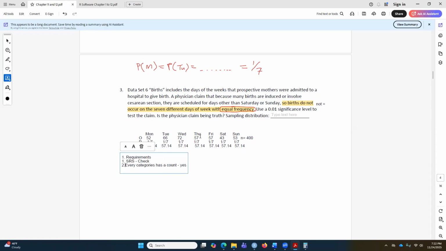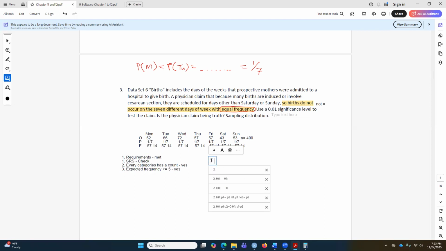Okay. And the last requirement that you need to check here is the expected frequency is greater than or equal to 5. This one is also yes, because every single one is 57.14. So in this case, your requirements will be met. Okay.